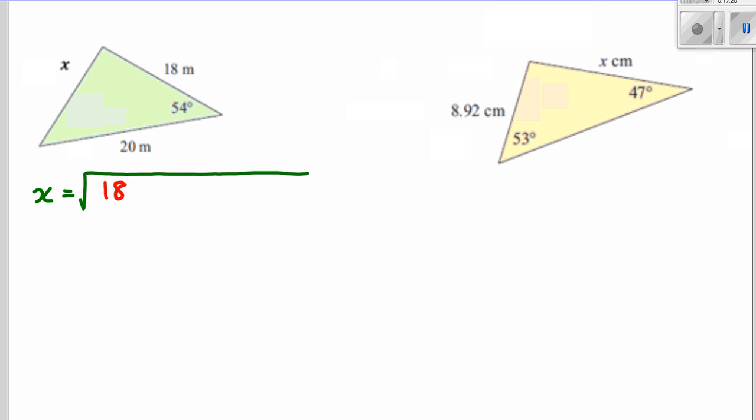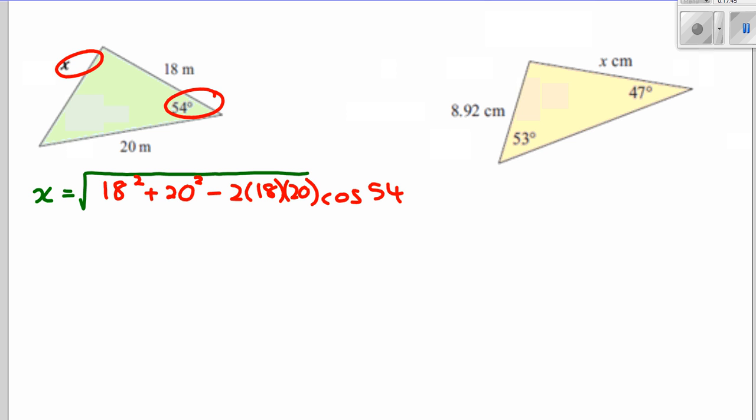18 squared plus 20 squared minus 2bc. So just times them all together. So again, the order's not important there. And as I said, what's important is the angle. Imagine they gave you two angles in the triangle. You just have to make sure that the angle used is the one opposite the unknown side. Cos 54. And an examiner might not like the fact that the square root didn't go all the way when you're working out. Because technically, that would mean 18 squared plus 20 squared minus 2 times 18 times 20, then that answer square rooted, and then times cos 54. So just make sure you do stuff like that.